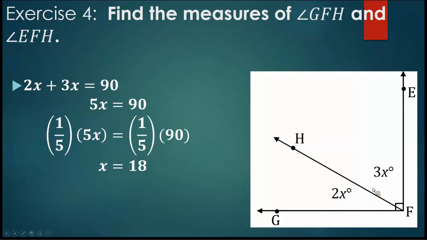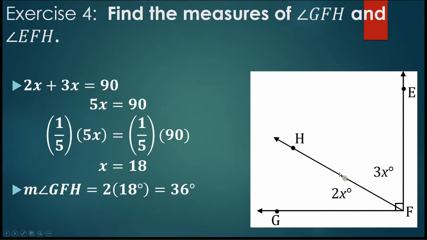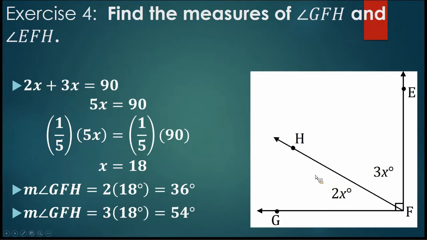So 2x plus 3x equals 5x, so 5x equals 90 degrees. We divide by 5, x equals 18. Or multiply by 1/5 to get x equals 18. So if x equals 18, now we can solve for the measures of both of those angles. 2 times 18 is 36, so GFH is 36 degrees. HFE is 3x, so that would be 3 times 18, which is 54 degrees.